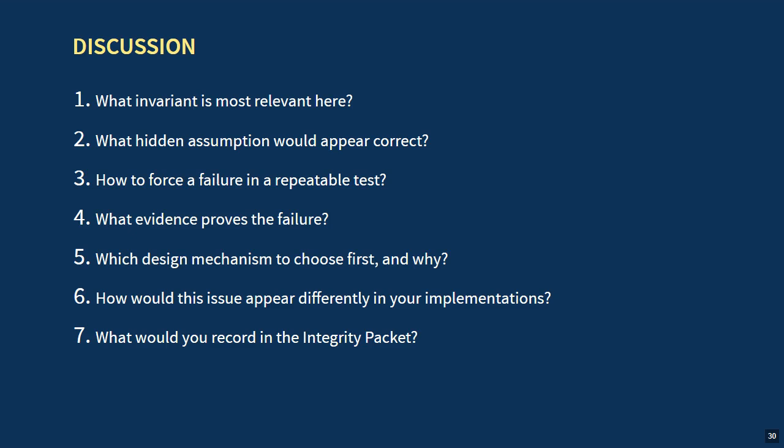Now let's open up for discussion. Consider the following questions. What invariant stands out to you? What hidden assumptions can you identify? How would you force a failure in a repeatable test setup? Let's share our thoughts.